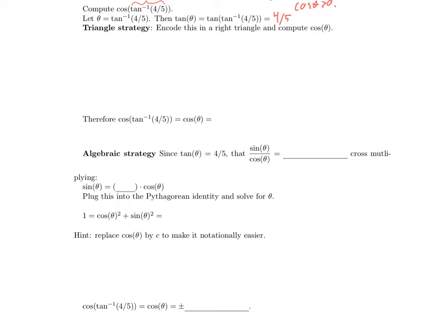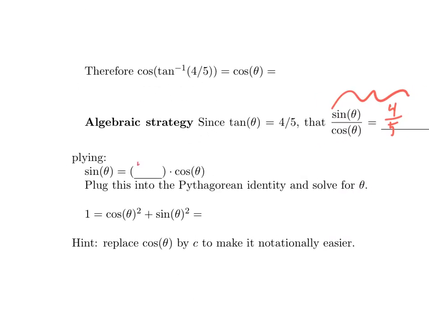So since tangent of theta is equal to 4 over 5, that tells me that sine theta over cosine theta is equal to 4 over 5. And I want to know what the cosine of theta is. So here's what I'll do. I'll express sine in terms of cosine using this, because I also have the Pythagorean identity that I'll be able to use. So I can solve for sine of theta by multiplying cosine of theta over to the other side of that equation. So doing so will give me sine of theta is equal to 4/5 times the cosine of theta.